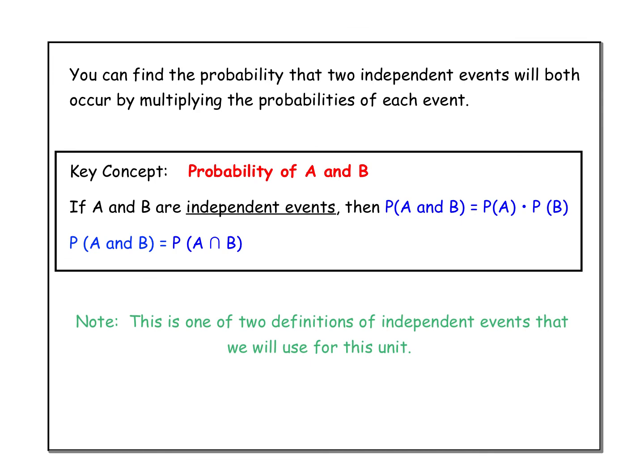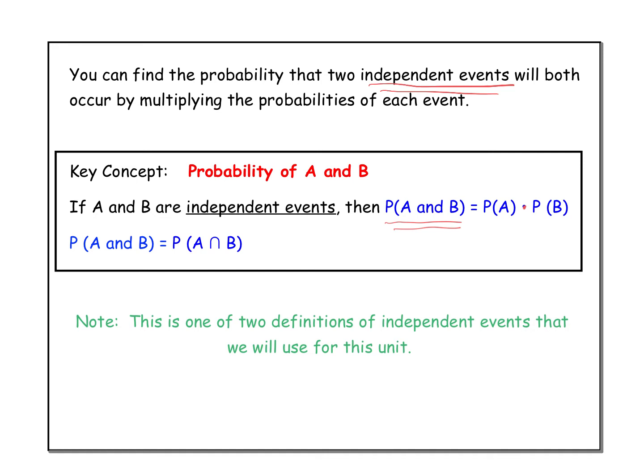You can find the probability of two independent events. Notice this is independent events that we're looking at. Will both occur by multiplying the probabilities of each event. So, probability of A and B. If we're looking at two events, they're compound because there's more than one. And if these two events are independent, so it's one of those where we can just tell they are independent, then the probability of event A and B happening is the probability of A multiplied by the probability of B.